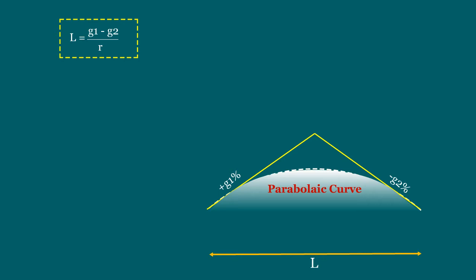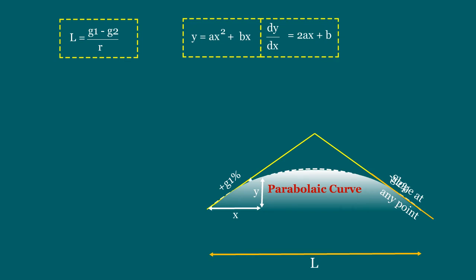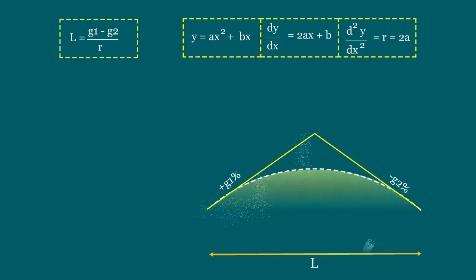Here, we have to remember our school days and recollect our memories regarding the equation of a parabola. The general equation of a parabola with a vertical axis is y equals ax square plus bx. The slope of the curve at any point, that is, dy by dx, equals 2ax plus b. And the rate of change of grade, r, equals d square y by dx square, that equals 2a. And this 2a is a constant.